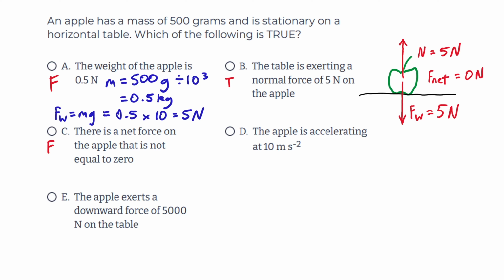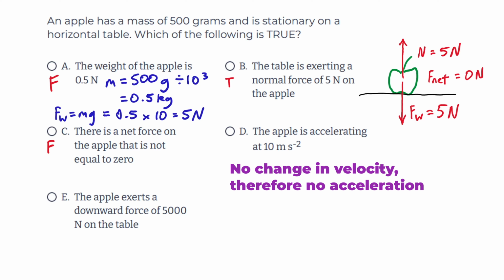Let's look at the fourth statement, option D. The apple is accelerating at 10 meters per second squared. We know that the apple's velocity is 0, and this velocity is not changing. Acceleration is equal to change in velocity over time. So if there is no change in velocity, acceleration will be 0. Therefore, option D is false.